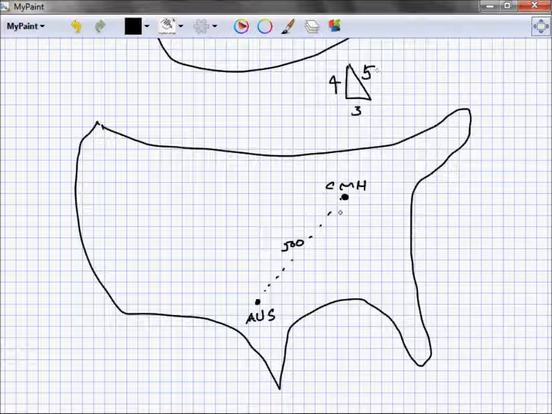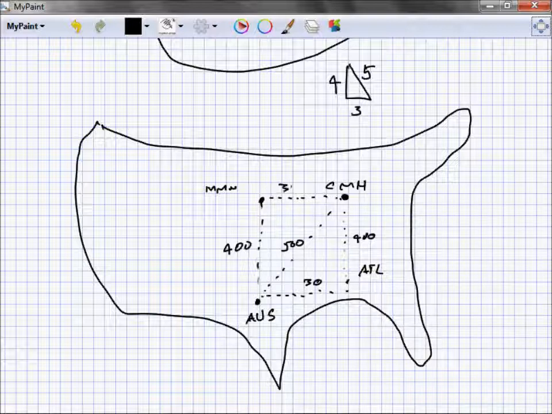3, 4, 5 triangles to make it all easy. He says, well, I can't fly direct. We've got to have a layover. I can either fly 400 miles down to Atlanta and then 300 miles over to Austin, or we're going to fly 300 miles over to wherever you want, Minneapolis, and then 400 miles down south. That's really all we're doing. We're just taking a diagonal and breaking it out into horizontal and vertical, or vice versa. We're taking a horizontal and vertical and transferring it into two.